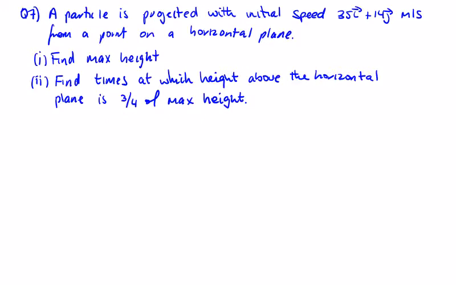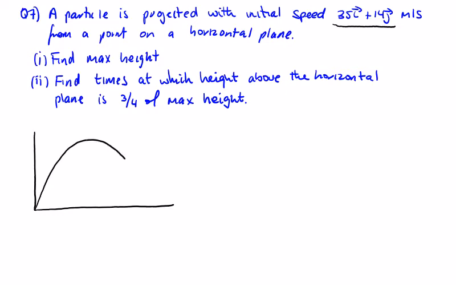In question 7, we're told a particle is projected with initial velocity 35i plus 14j meters per second from a point on a horizontal plane. Find its max height, and then find the times at which the height above the horizontal is 3/4 of max height. Okay, again, the diagram. We've got our max, and then we've got when it's 3/4 of the max along here. So we need the max height to get 3/4 of the max. What can we say about at the max height? The velocity of Y is equal to 0.